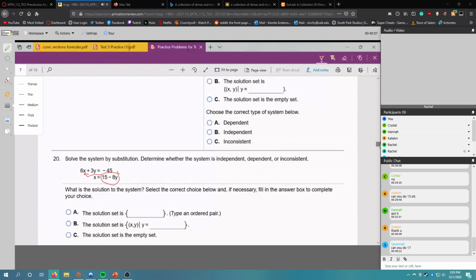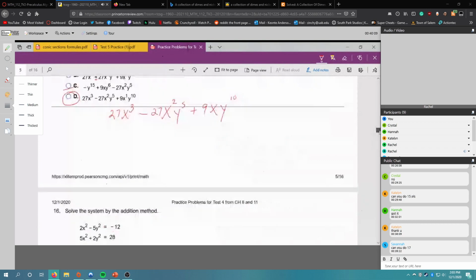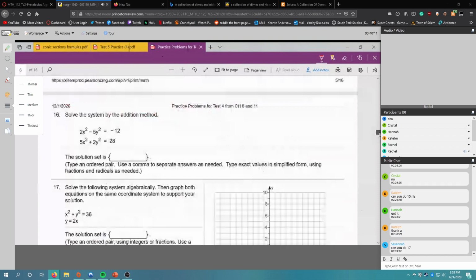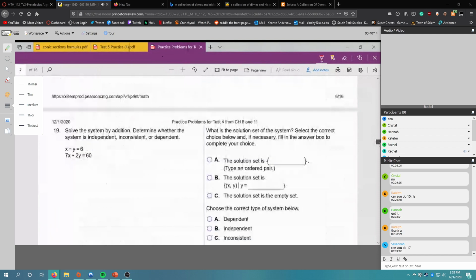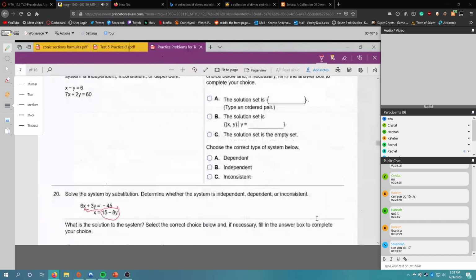All right, so now let's go back through here. So 16 through 20, do y'all need me to work any of those 16 through 20? Yes, I can do, you're very welcome. I can do 17. And 18.